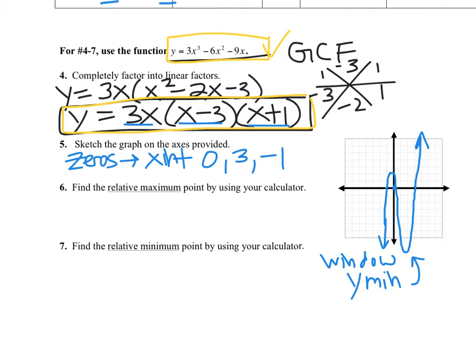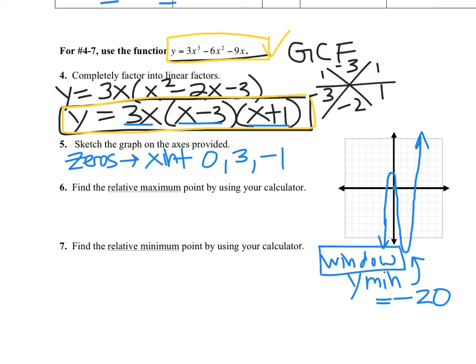All right, so now we need to find the relative maximum. Let me tell you that one more time because you might not have understood. If you go to window on your calculator, change the y min. Y min is at -10. Change it to -20, and then hit graph, and you'll see the whole thing. Rewind that if you need to.